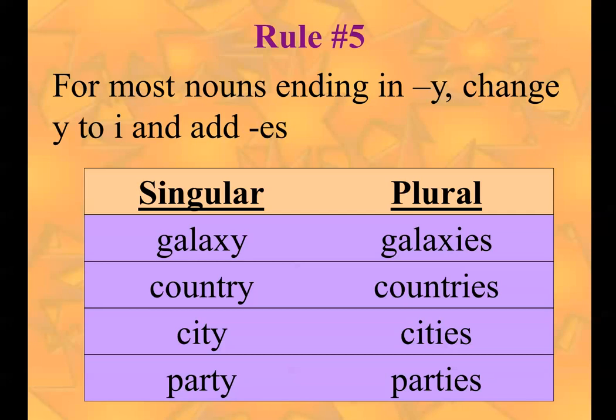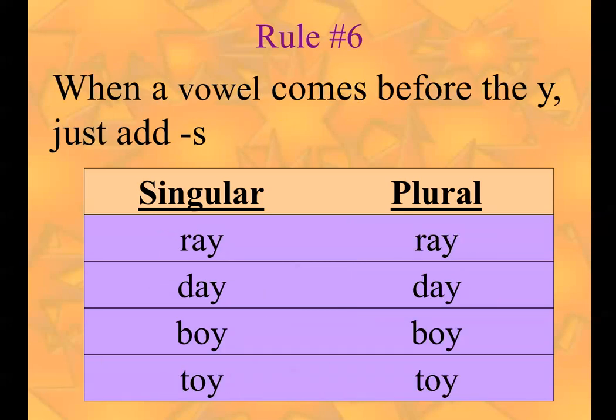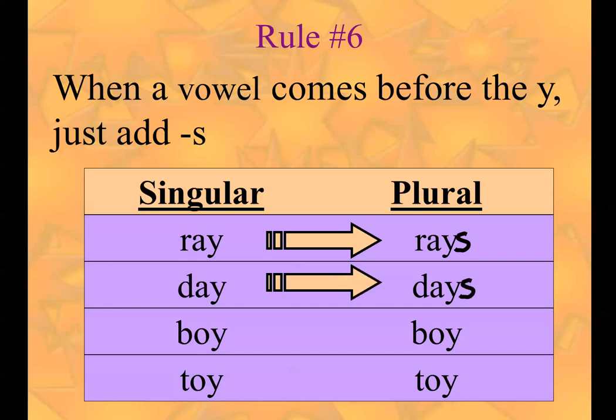Rule number 5. For most nouns ending in y, you change the y to i and add es. In this case, galaxy becomes galaxies, country becomes countries, city becomes cities, and party becomes parties. Rule number 6. When a vowel comes before the y, you just add s. Some examples include ray. Since there's an a before the y, you just make it rays with an s. Same thing with days, boys, and toys.